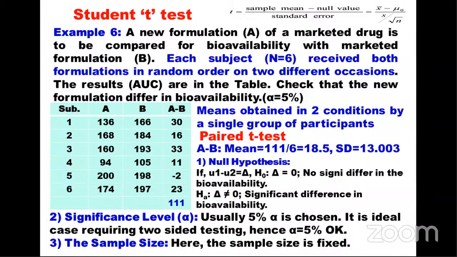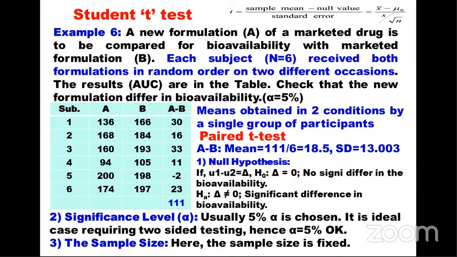This is an important one. And generally, we get such data in the fourth year or MPharm part. A new formulation A of a marketed drug is compared with a market formulation B. So A is our formulation development batch and B is the market one. Each received both formulations. We are comparing bioavailability and we took 6 subjects. The 6 subject participants received both samples in random order on 2 different occasions.